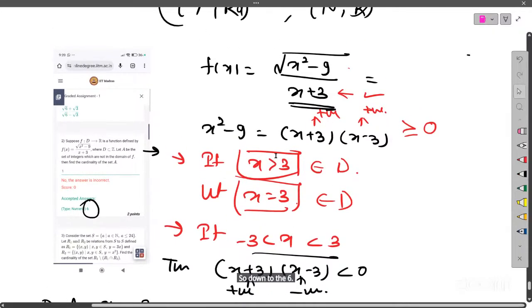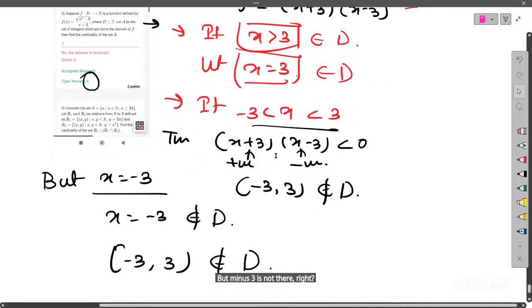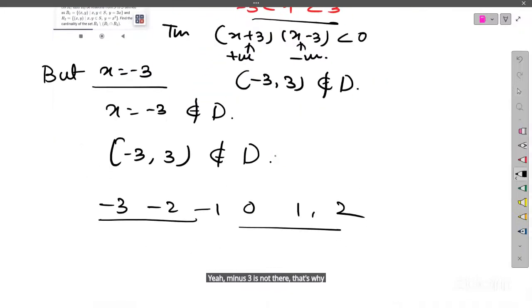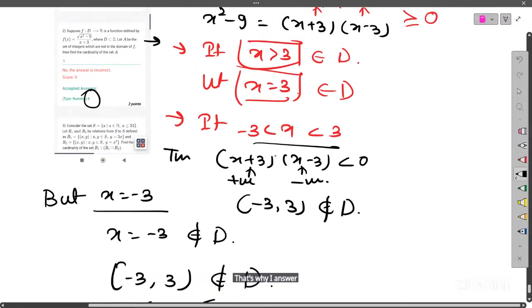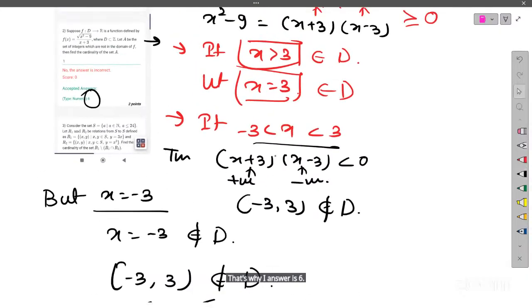Ma'am, minus 3 is not there, right? Yes, minus 3 is not there. That's why I calculated minus 3, minus 2, and so the answer is 6. Fine? Yes, plus 3 is there, minus 3 is not there. Okay.